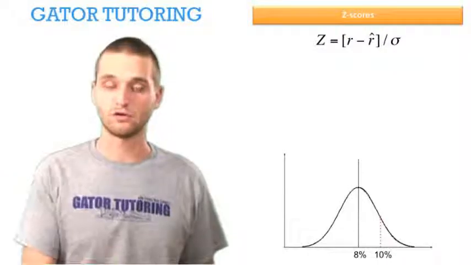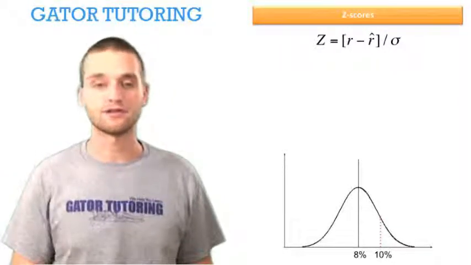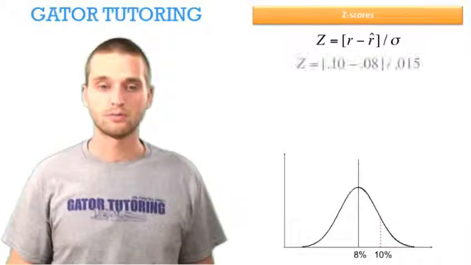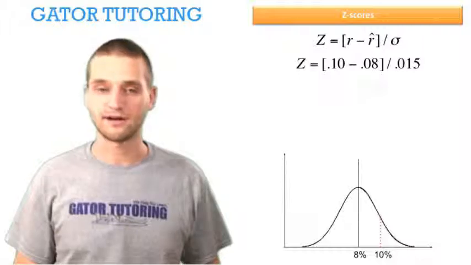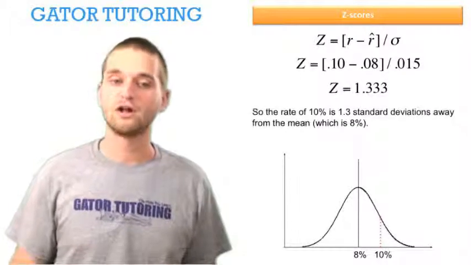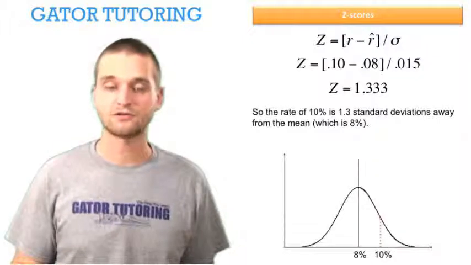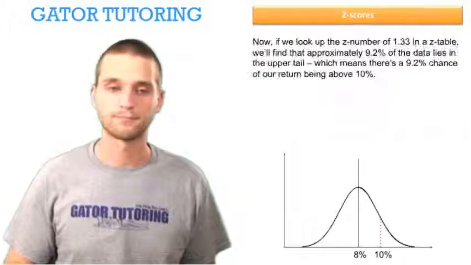It's the rate that you want, r, minus the mean rate of return, r hat, divided by the standard deviation. So we plug in our numbers, 10% minus 8% divided by 0.015, and we get a z-number of 1.33. So the rate of return of 10% is 1.3 standard deviations away from the mean of 8%.